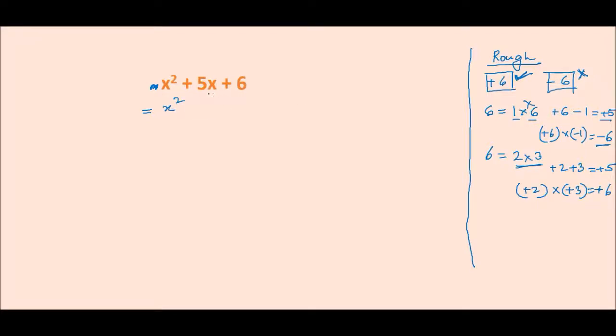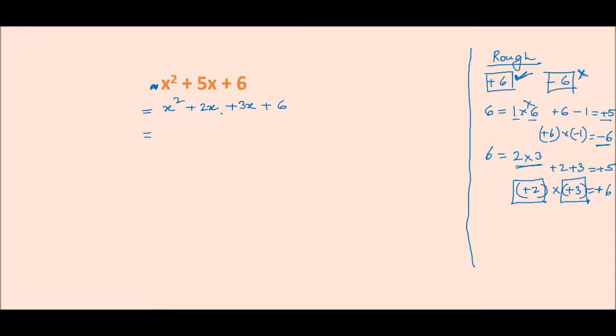Next, we split the middle term, hence the name middle term splitting, into two terms: one with the coefficient of plus 2 and the other with the coefficient of plus 3. So we write plus 2x plus 3x plus 6. Then we group the terms, or rather we pair them. We take two terms at a time: the first and the second, and the third and the fourth.